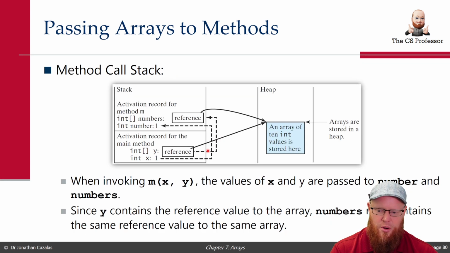So this is going to print y0 is 5555. Very important. Here's our stack. Here's our heap. The activation record, we have our method main. We have two variables. We have x is 1, and what is y?